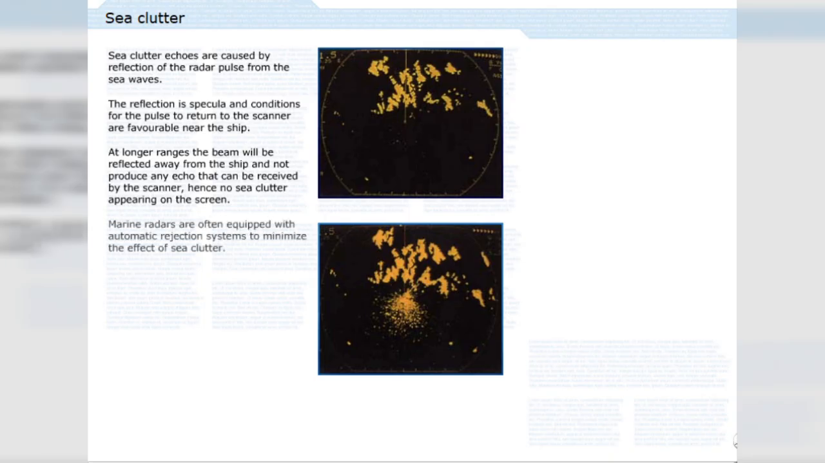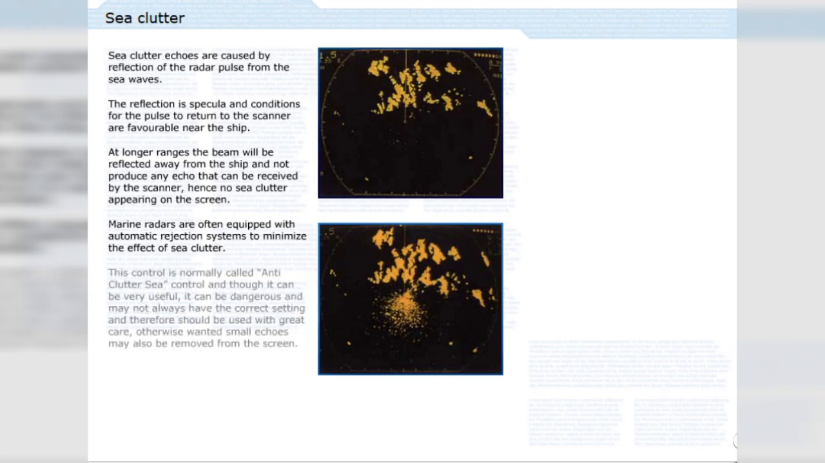Marine radars are often equipped with automatic rejection systems to minimize the effect of sea clutter. This control is normally called anti-clutter sea control, and though it can be very useful, it can be dangerous and may not always have the correct setting and therefore should be used with great care. Otherwise, wanted small echoes may also be removed from the screen.